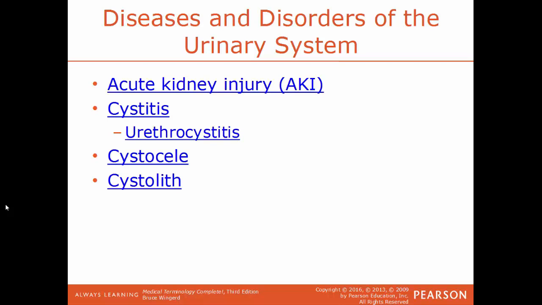Cystocele. This is a herniation of the urinary bladder into the vagina of a woman. And what happens here is the wall between a woman's vagina and the bladder becomes weakened. So the bladder actually will droop down into the vagina. And our last term here, cystolith. This is having a stone within the urinary bladder.